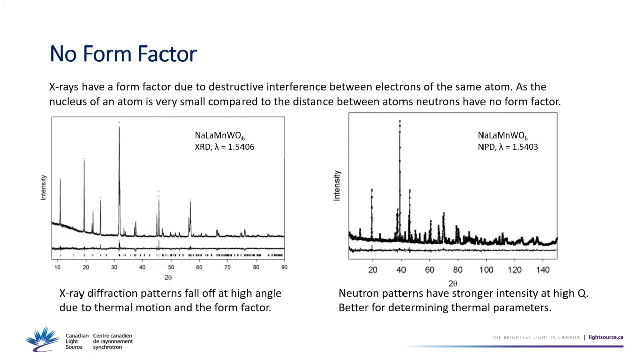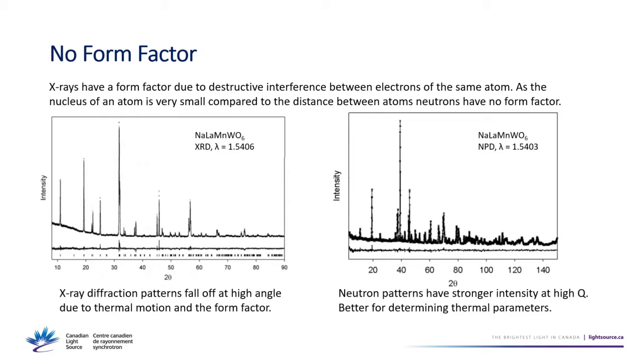Another important thing about neutrons is the lack of a form factor. As I mentioned before with X-rays, because the X-ray density is diffuse within the solid, the intensity drops off. But with neutrons, that's not the case, because neutrons scatter off the nucleus, which is essentially a point object. And so there's none of that internal destructive interference.